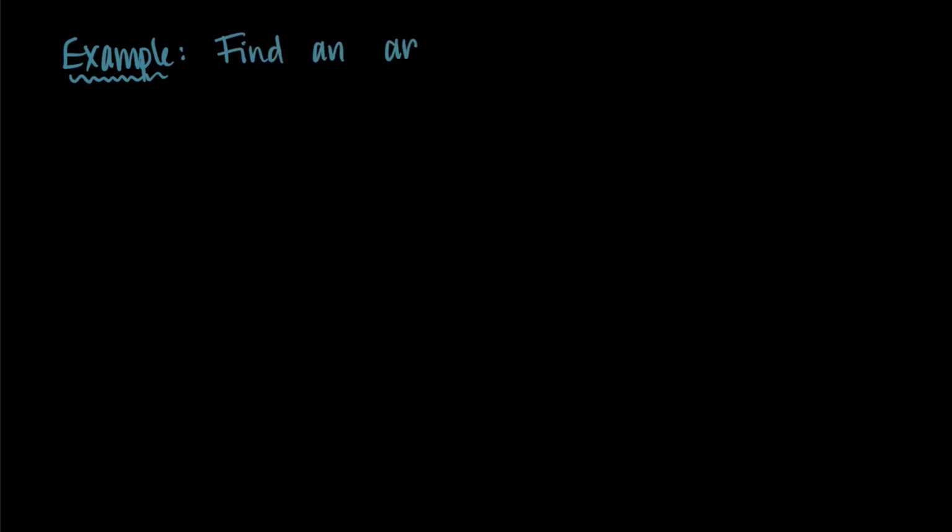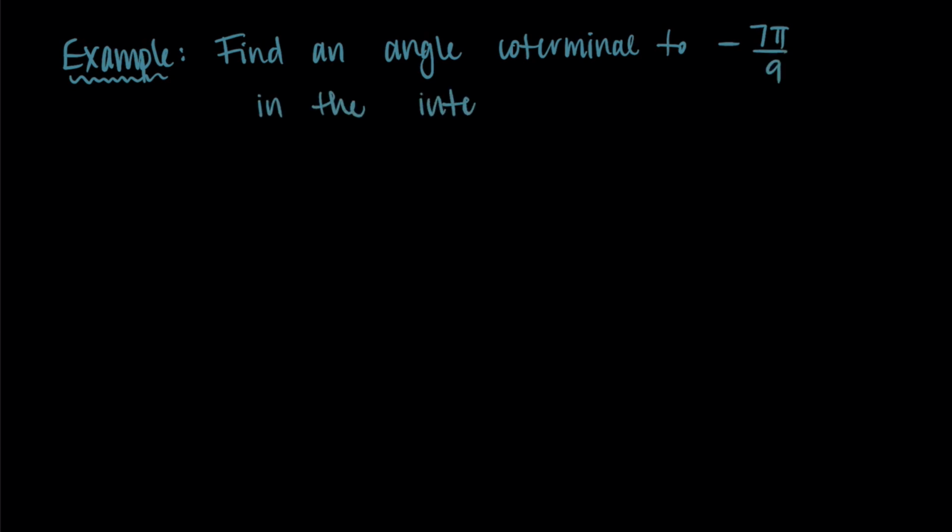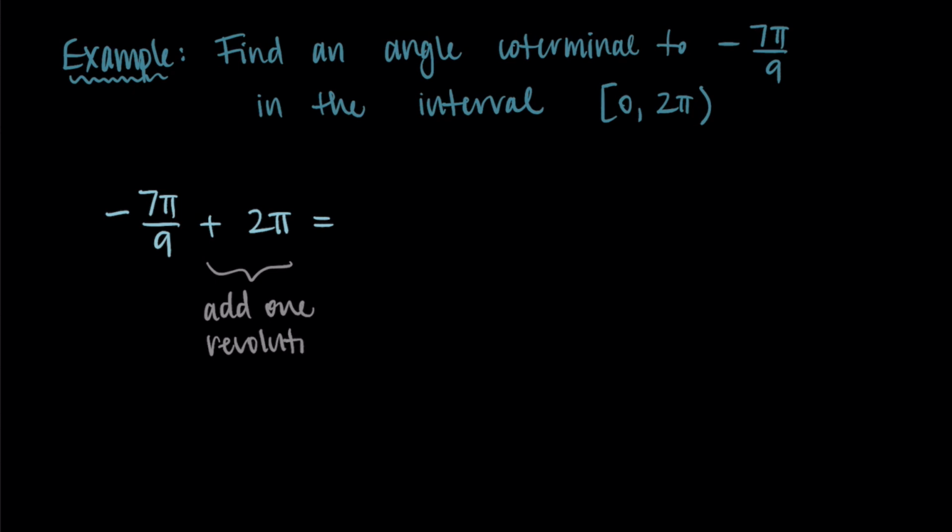Let's find an angle that is coterminal to negative 7 pi over 9. So we have a negative angle now, and we're looking in the interval from 0 to 2 pi. With a negative angle, we need to get a positive angle that's in the interval from 0 to 2 pi. So here we can't subtract a revolution. We need to add a revolution. So we're going to add 2 pi to get us back into the right interval.